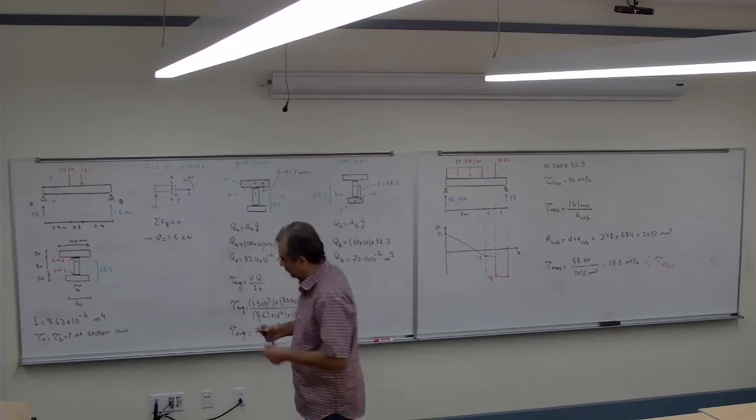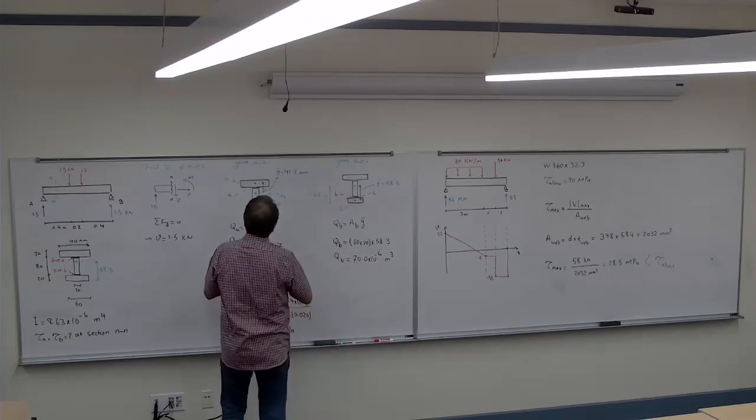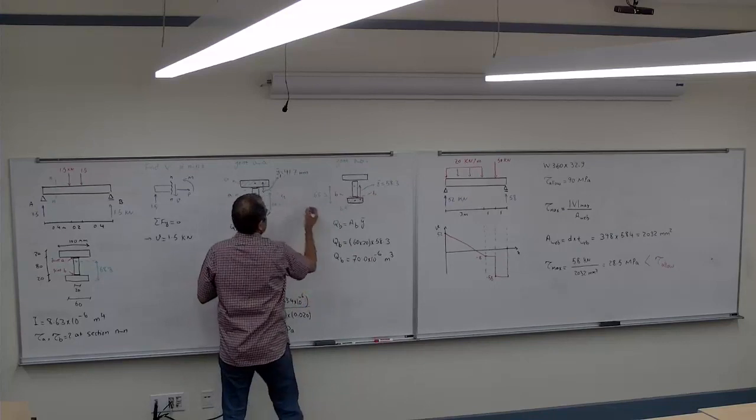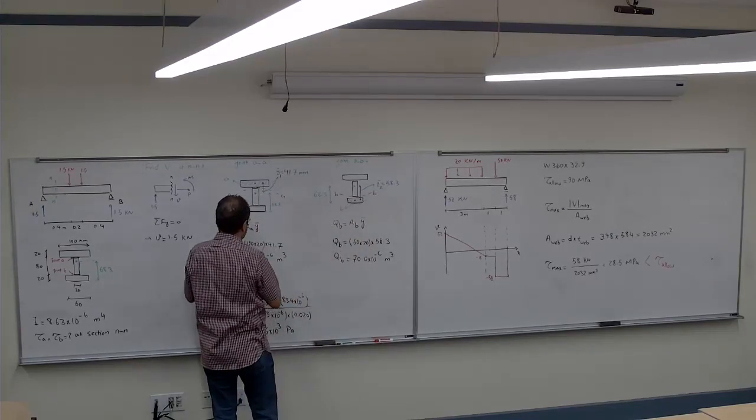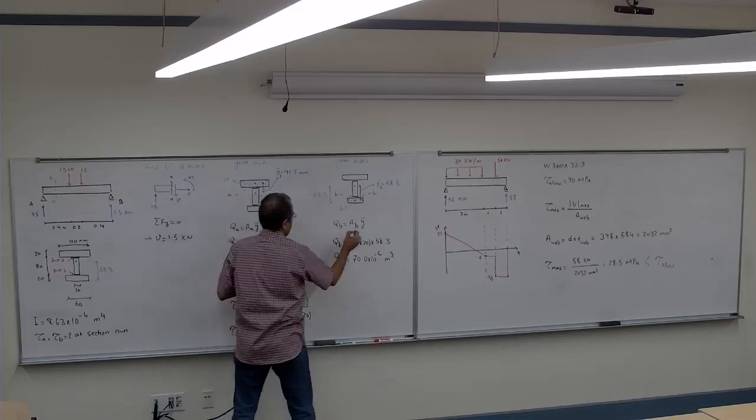I'm gonna just make this y1 and y2 so you don't get confused between them. So I assume this is y bar 1, this is y bar 2. So you know that. Don't get confused.